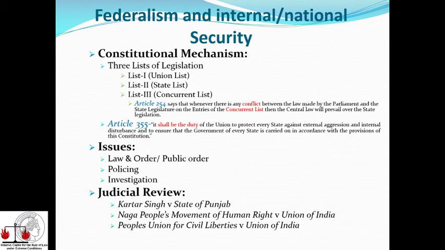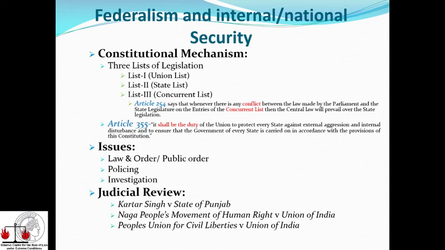Similarly, in the state list, the items given are completely under the jurisdiction of the state legislature. And the third list is the concurrent list. The concurrent list provides the kind of subjects or items which have both local relevance and national relevance. So here both the center and the state government have the capacity to enact any law.